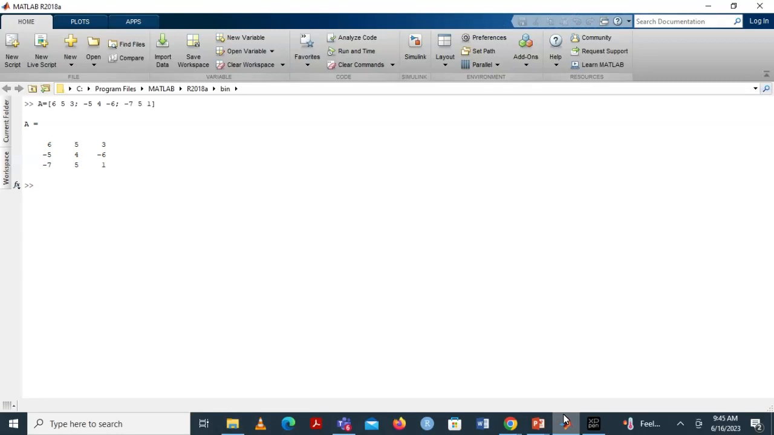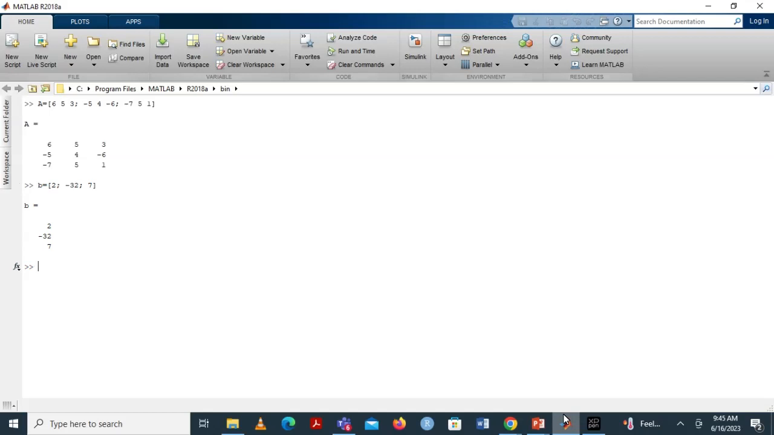Now let's do B. So B is equal to, so we open a square bracket. So now B is a column matrix. So if you type the first number, you put a semicolon, then the next one. So -32, semicolon, then 7. So now let's press enter. So we have the second matrix.